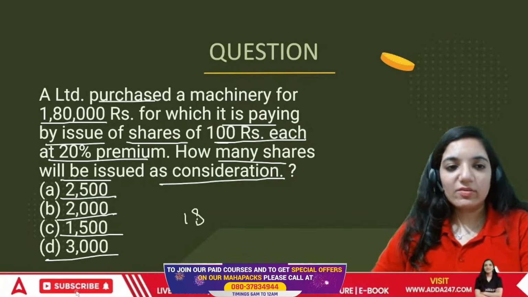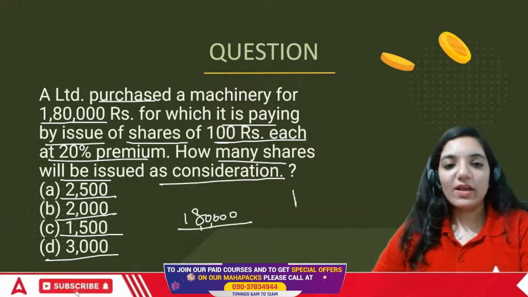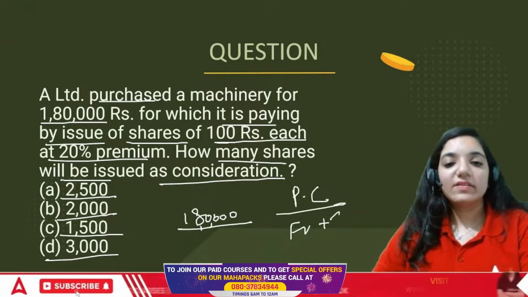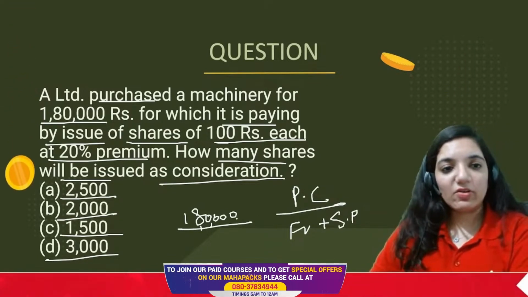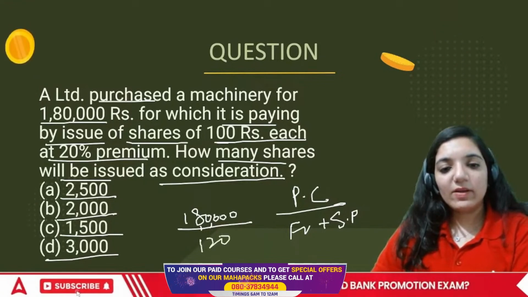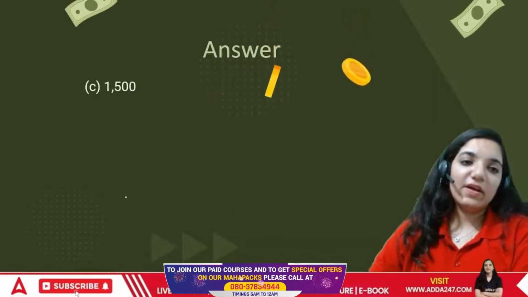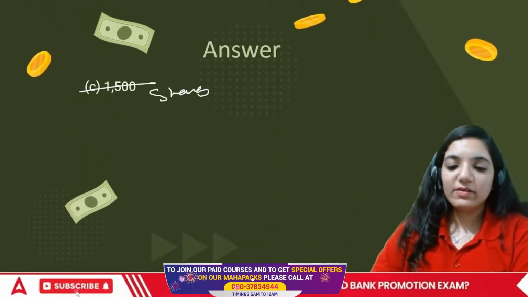So basically it's going to be 1,80,000. For the purchase consideration, the formula is PC divided by face value plus the security premium. If there is no security premium, then we will not record it. It's going to be 1,80,000 divided by 120. So it's going to be 1,500. Okay? The answer is 1,500. There are 1,500 shares, everyone.